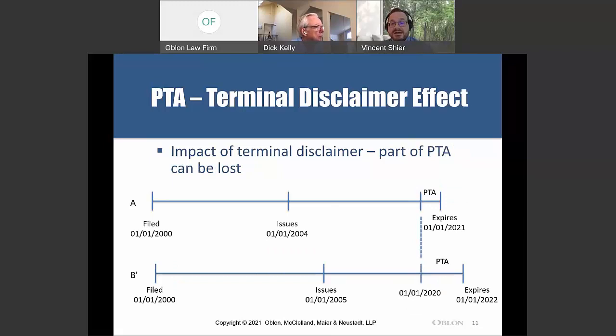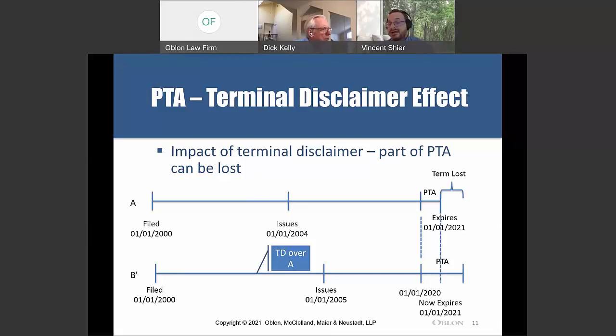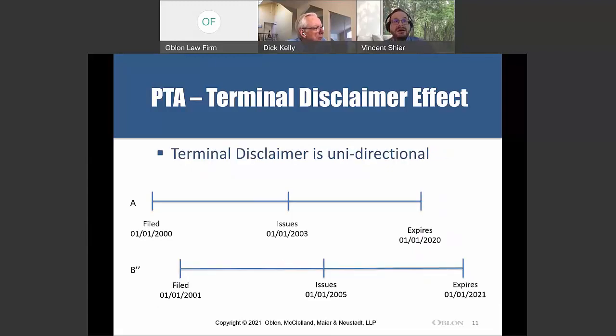So if we can look at another situation where we have a slightly different example where both patents have a little bit of patent term adjustment, and again, we have a terminal disclaimer in B over A, the end result is that the term is lost dating back to the statutory expiration of A, which is 20 years plus patent term adjustment. The next example is looking at the impact of filing in the opposite direction.